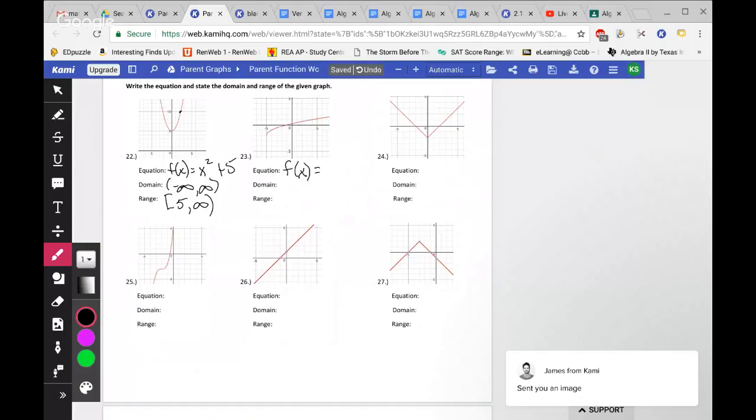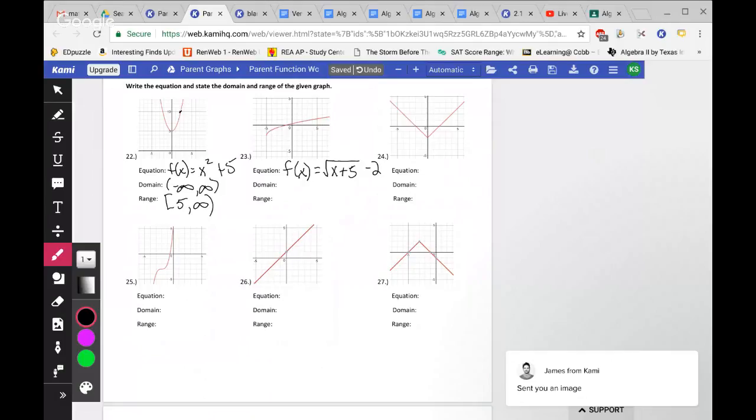Okay, for the next one, what kind of problem is this? Square root. Okay. So f of x equals square root of x plus 5 minus 2. Is that right? Good job. Yes.